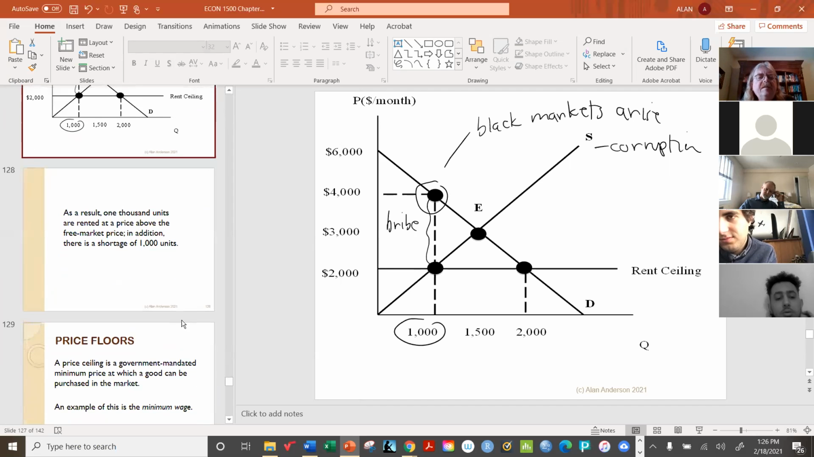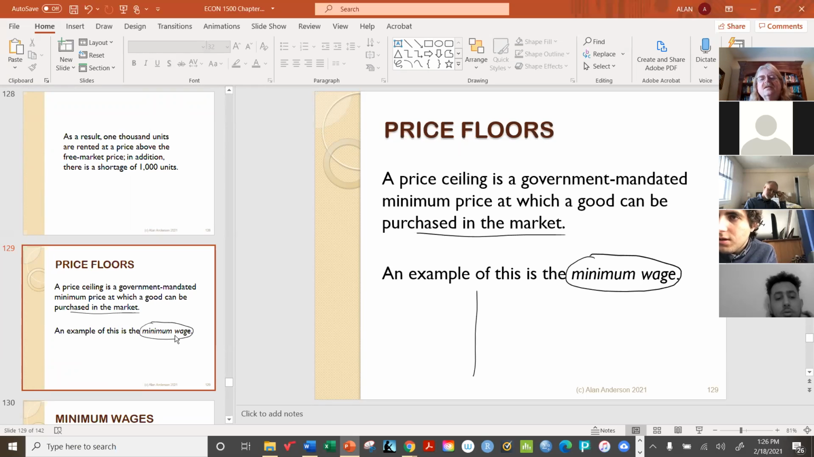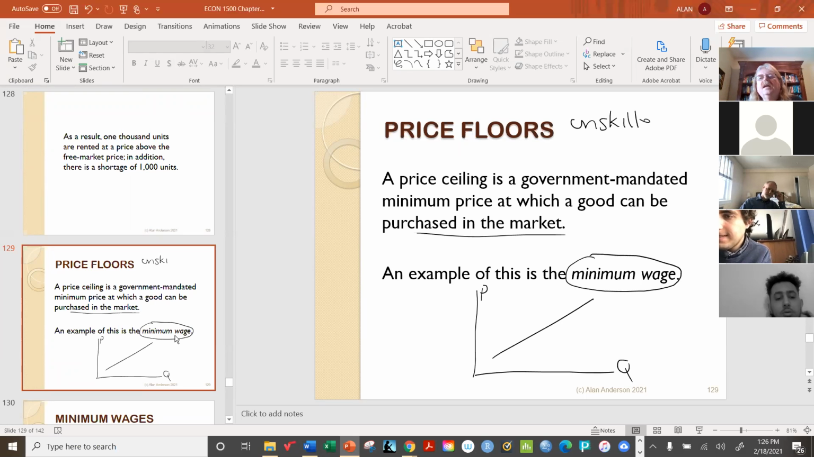So anyway, now how about the price floor? This is a minimum price at which a good can be purchased in the market. The classic example is our friend here, the minimum wage. The government is basically saying, listen, employers, here's the supply and demand curves for what we will call unskilled labor. In other words, these are the jobs that anybody can do.